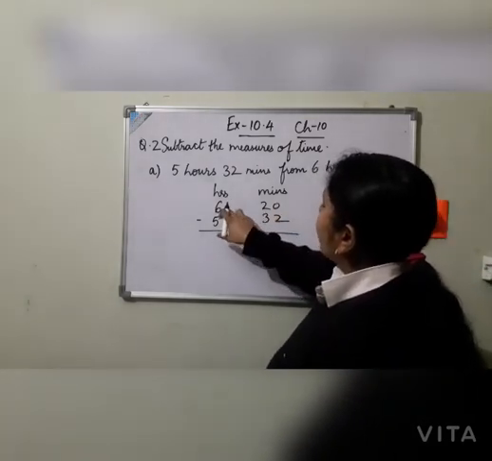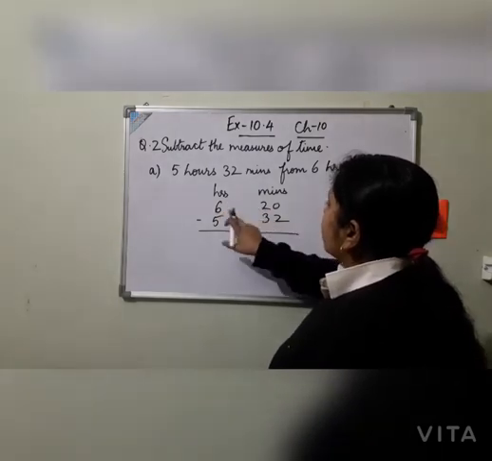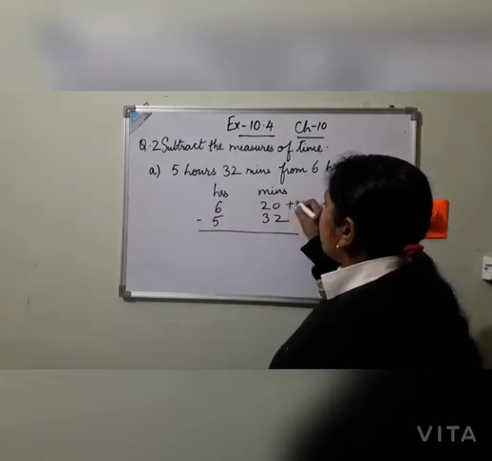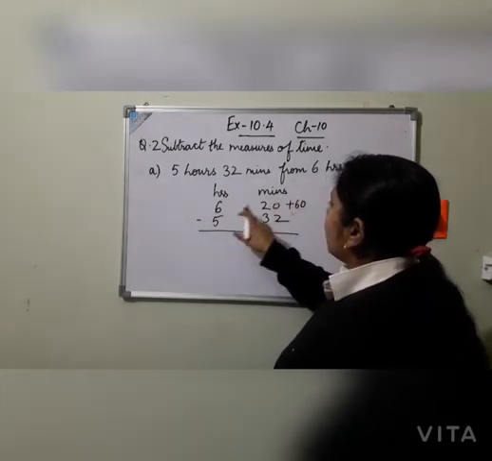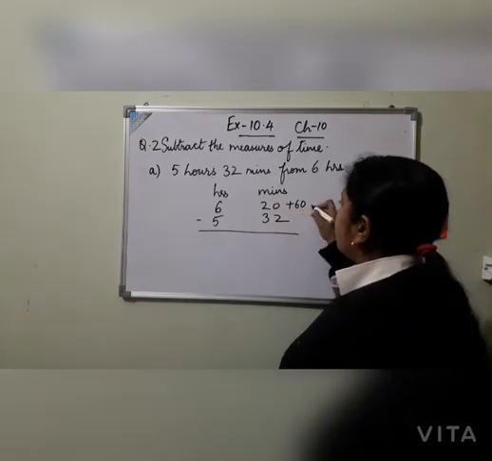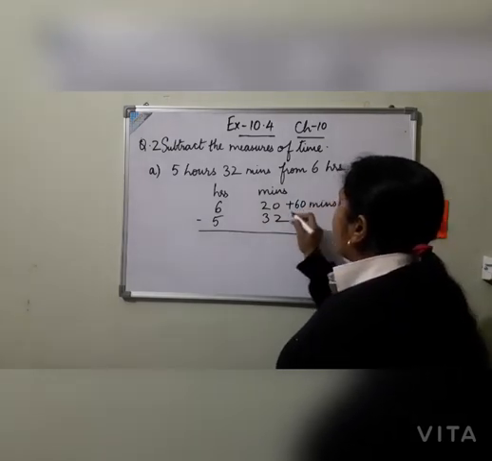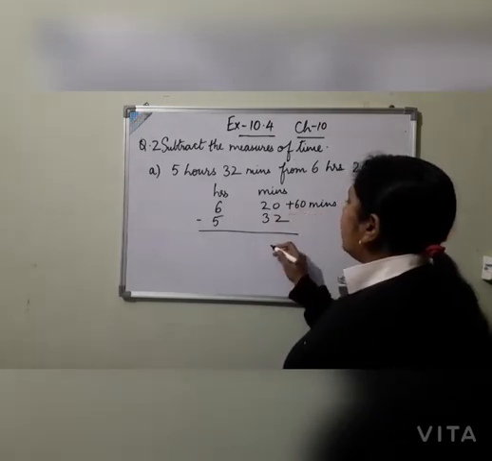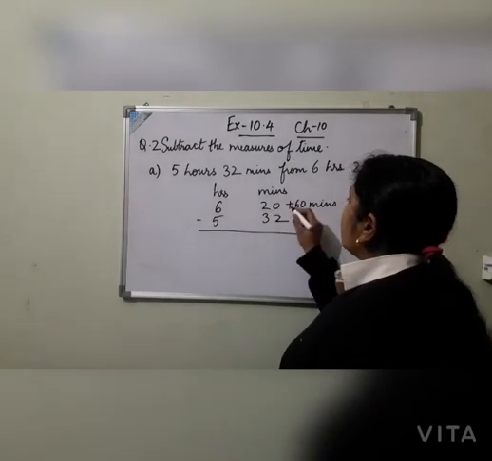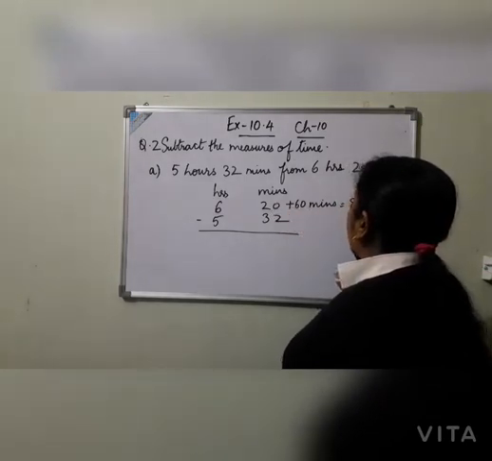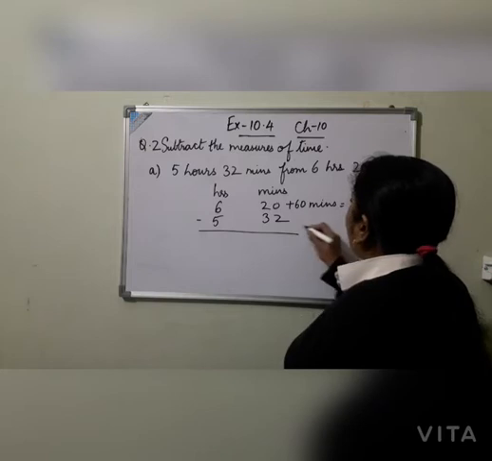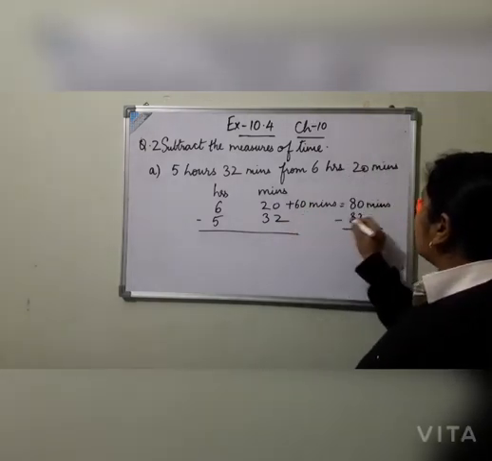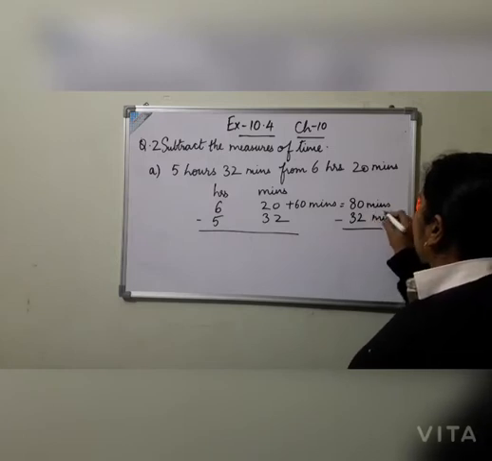When we borrow from the hours, the hour will straight away give 1 hour, that means plus 60 minutes. When 1 hour is converted into minutes, it will be 60 minutes. So to subtract, we will have to add 60 to 20 and then do the subtraction. That is, 20 plus 60 will be 80 minutes. Now out of 80 minutes we have to subtract 32.